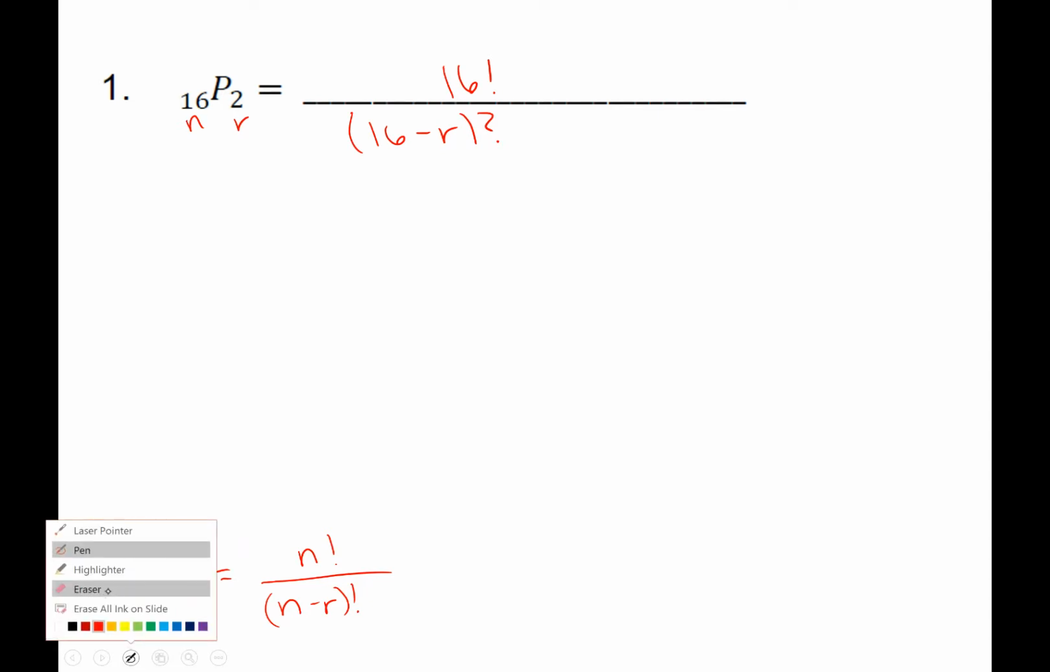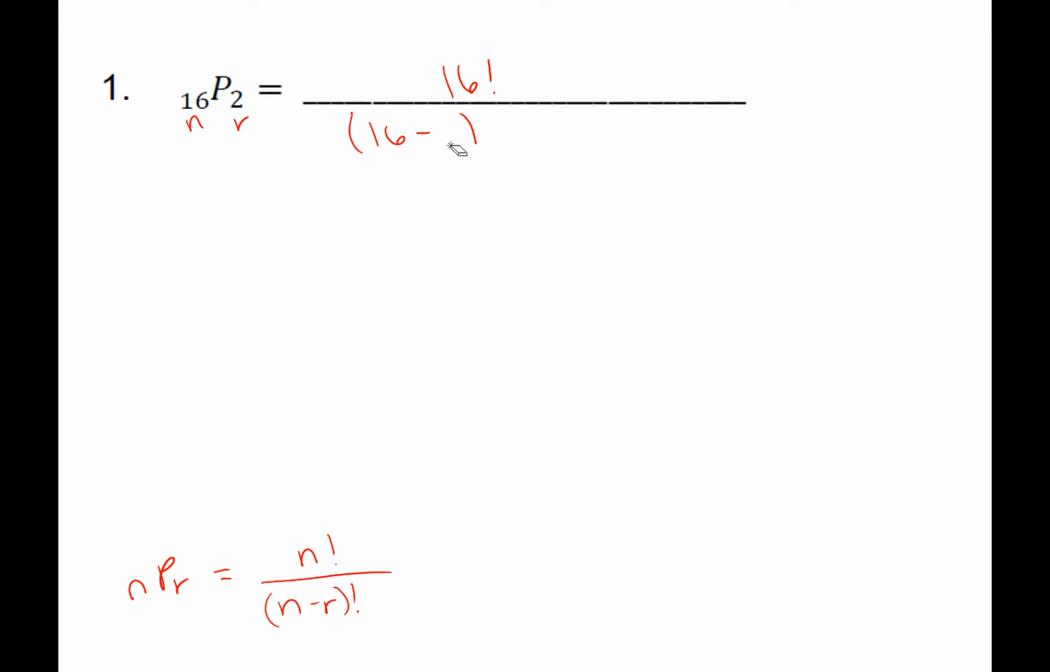So I would have 16 factorial over 16 minus r factorial. Oh my goodness, sorry. Oh dear, n minus r. My, it must be late. Okay, let me get rid of the r. There we go.